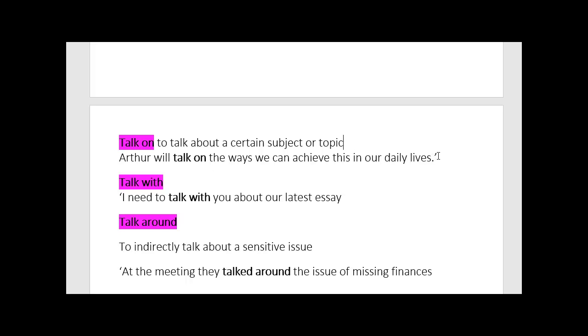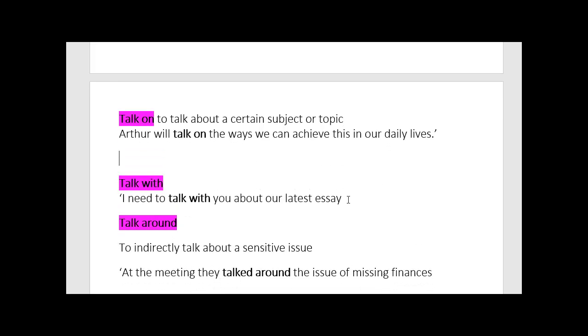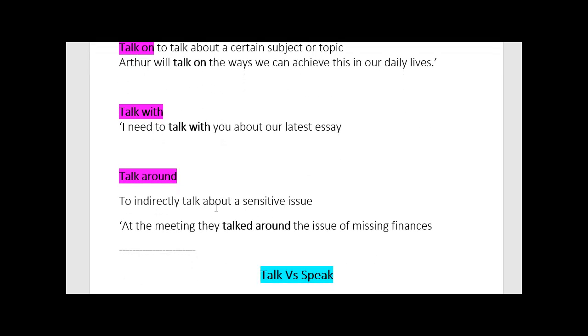Another way, here you go. And talk around is to indirectly talk about a sensitive issue. At the meetings, they talked around the issue of missing finance. So you're not talking directly about it. These are just some expressions and some idioms of talk.